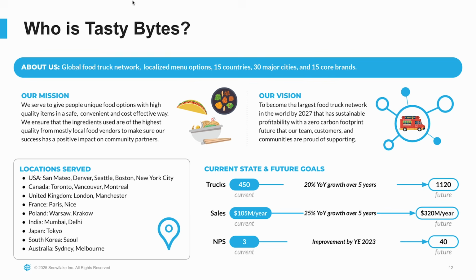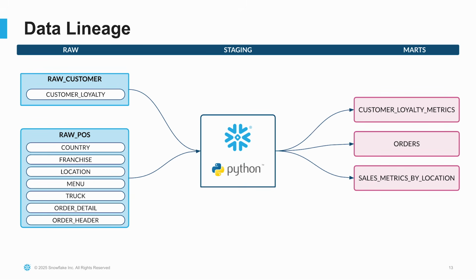In this lab, we're going to be using Tasty Bites data to show how you can run dbt projects in Snowflake. Tasty Bites is a global food truck brand. You can think about it as a fast food brand on wheels, operating 450 distinct trucks. And the data we're going to show is coming from our raw customer and our raw POS system, so customer loyalty, and then things like order detail and order header.